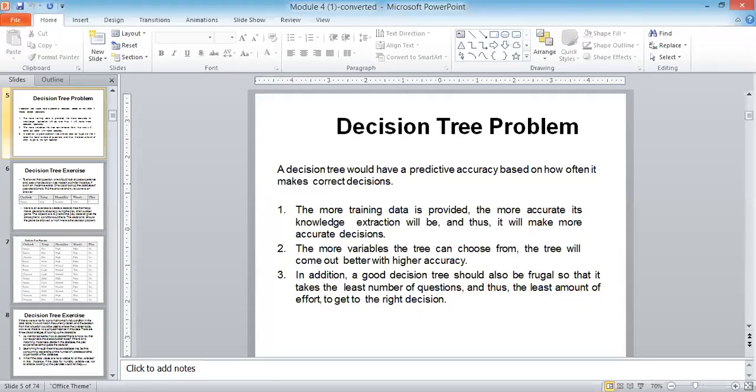So that is what I was discussing. The more training data is provided, the more accurate its knowledge will be. You should decide on the variables. That is a very, very important question. Now we have decided in the previous example on two variables. One is whether he has a good credit score, or he is salaried and has a good income. If he has a good credit score, even though he is not employed, the company will provide him the loan.